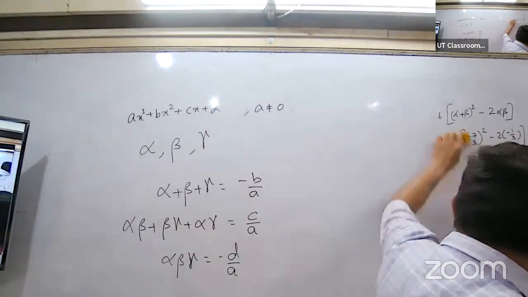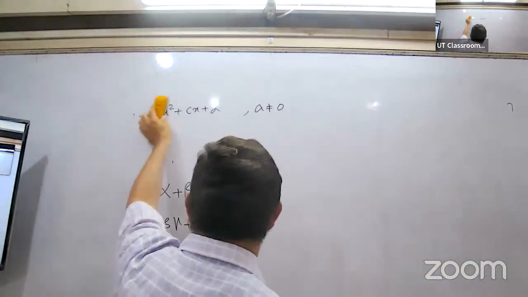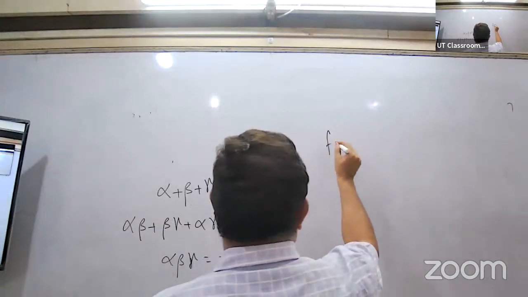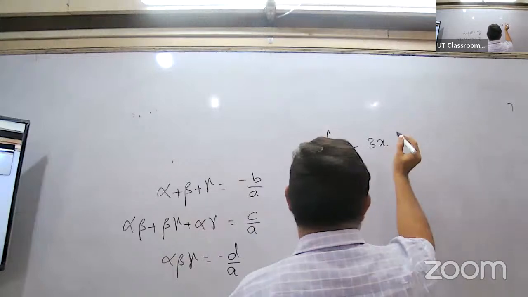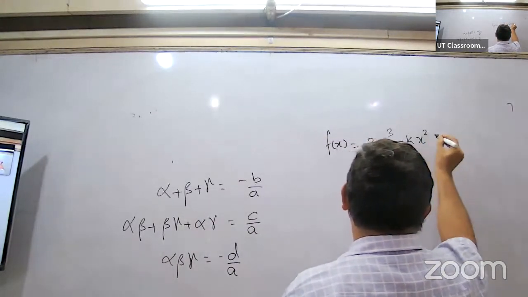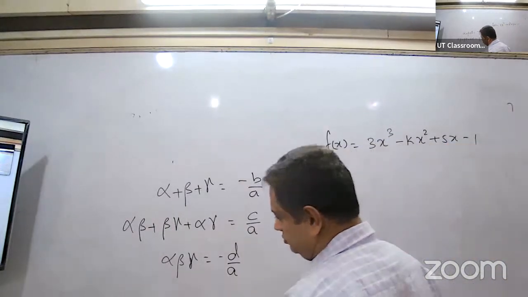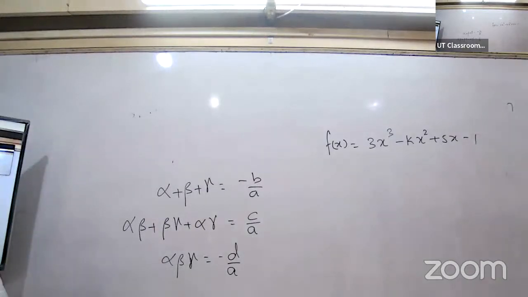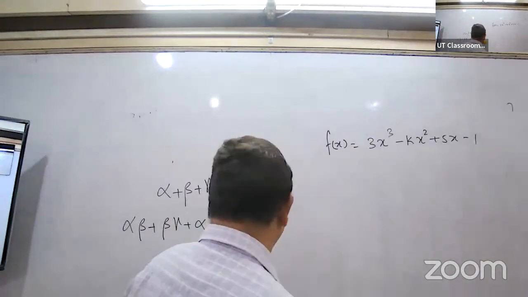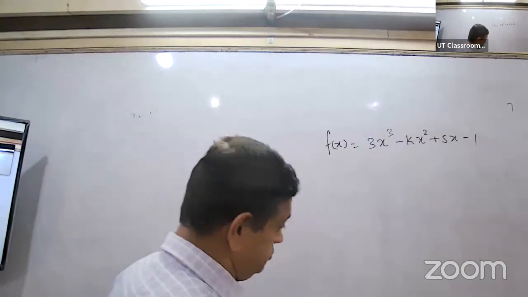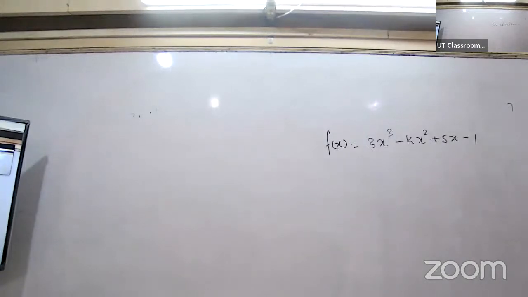You don't have many questions, so I will make one question and give it. Okay. F of x is equal to 3x cube minus kx square plus 5x minus 1, has one zero as minus 2. Find the value of k and sum of zeros.